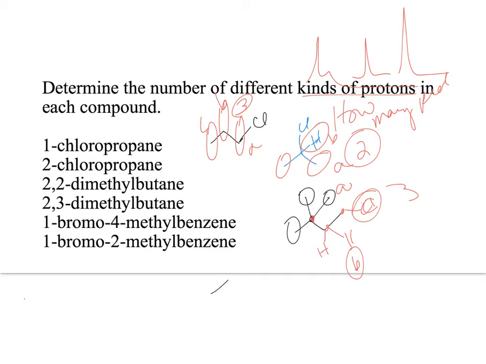Okay, the next one, 2,3-dimethylbutane. So there's 2, there's 3. And so, like I said, this one's 3 peaks. This one you would get 1. Those are going to be the same, A. Actually, those are all going to be the same. So you should get 1 peak for that. Just 1 peak.